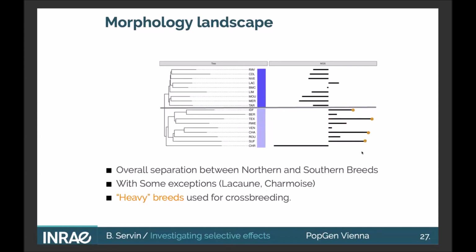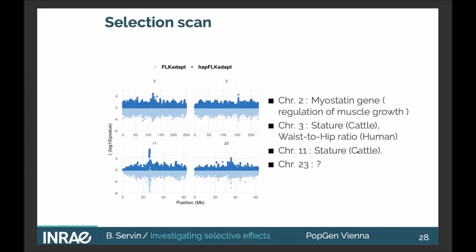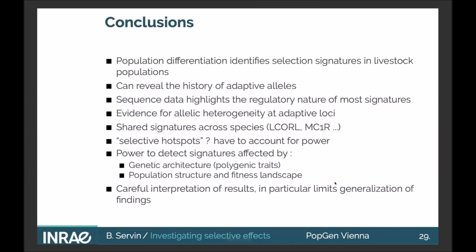And when we did that, we can find selection signatures that we can relate to stature. One is the myostatin gene, a very well-known gene involved in the regulation of muscle growth, and two other regions where we know there are QTLs in cattle, but also in humans, that are related to stature. And one of them we don't know. Okay, so just to go to conclusions and a bit of discussion.